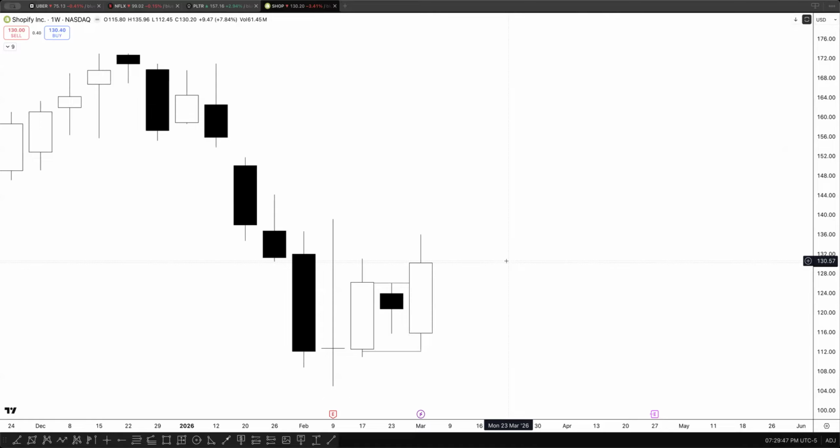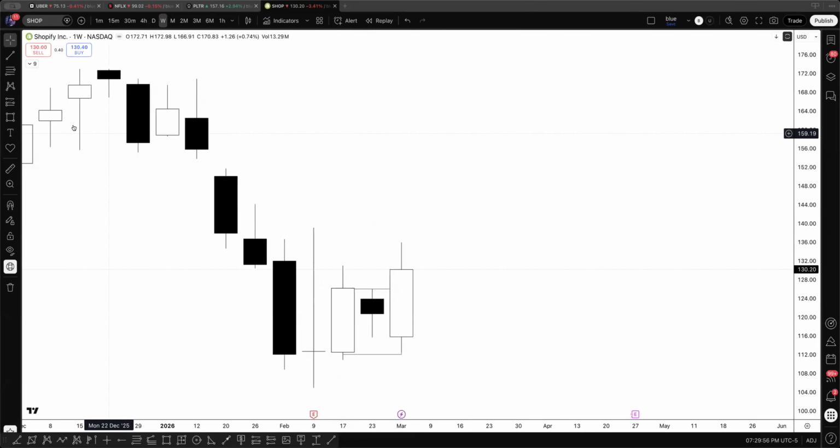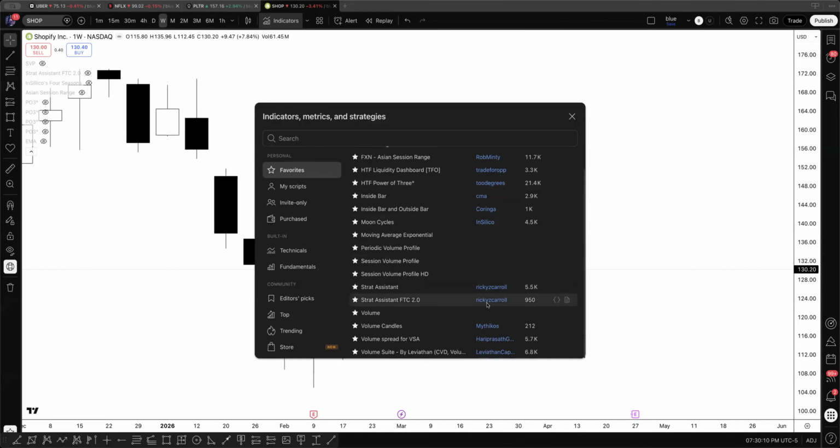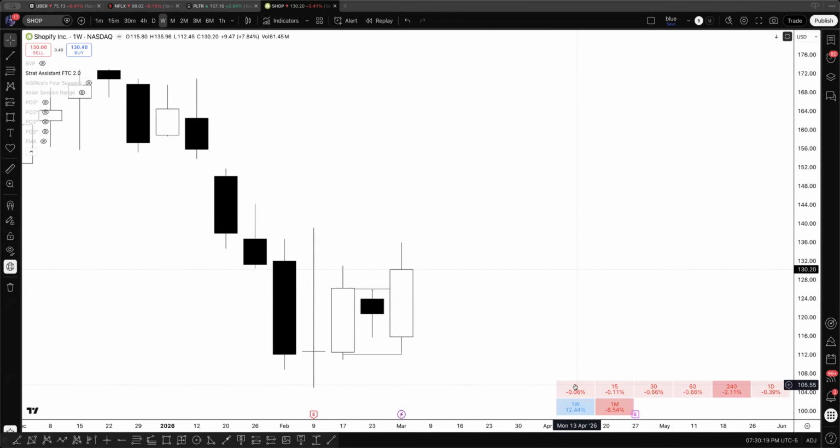The higher time frames tell you where price wants to go. The lower time frames, you're just looking to get an entry. And a tool that's going to help you is the Strat tool right here. It's the Strat Assistant FTC, right here by Ricky Caro. But anyways, all it does is it puts the time frames at the bottom.